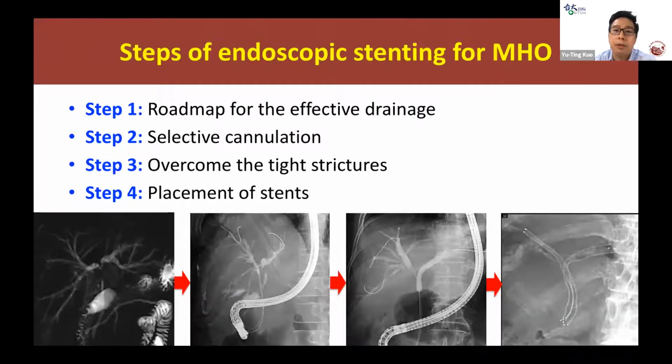So while you prepare for the procedure, you check the target biliary segment where you want to place the stent, and then you need to place the guide wire. In this step, the most challenging part is the selective cannulation. And the third part, before placing the prosthetic stent, you need to dilate to overcome the tight stricture. And finally, you can place the stent and finish the procedure.